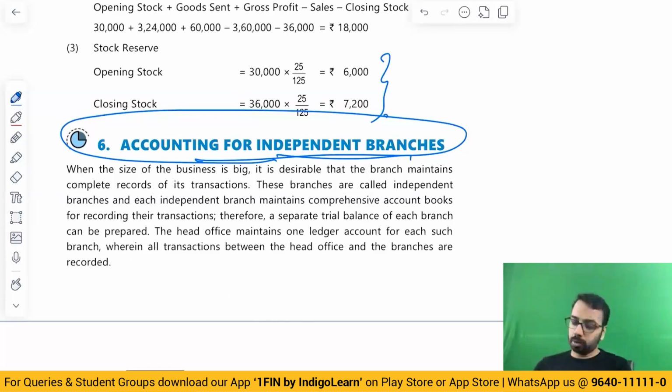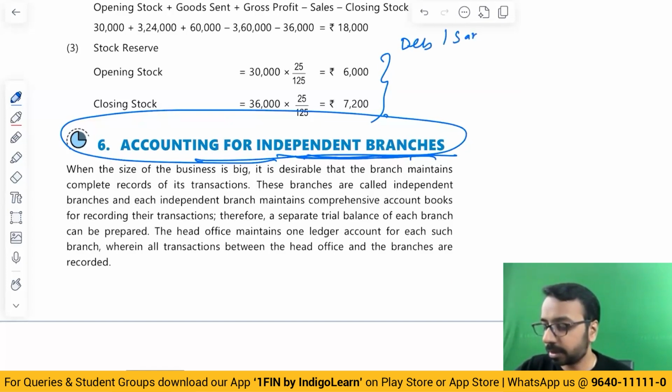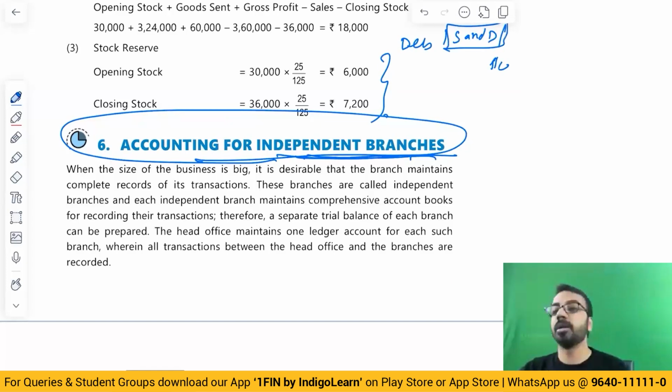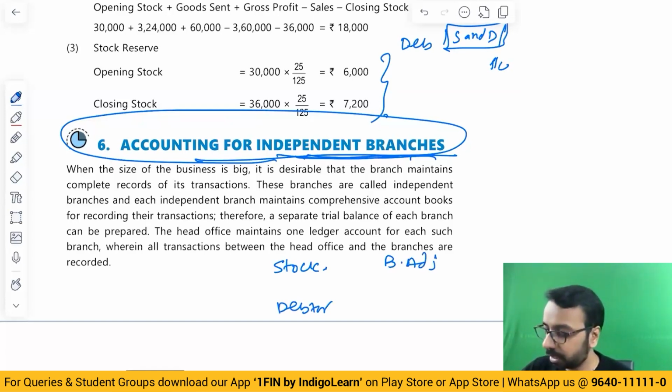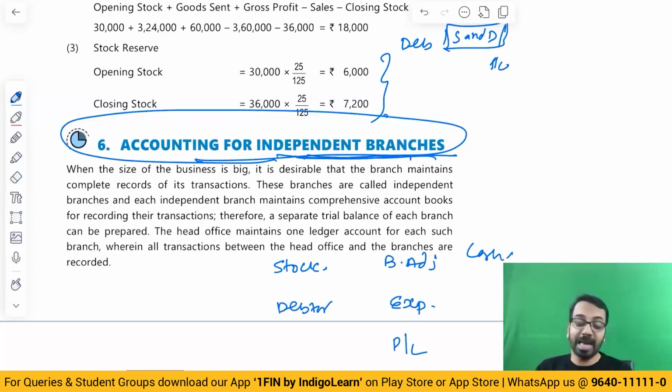All right. So now we'll move to the independent branches. Before that, a quick recap. We did debtors method, stock and debtors method, and P&L method. Most likely you'll get stock and debtors method in the exam. And for stock and debtors method, you'll prepare the stock account, debtors account, branch adjustment account, branch expenses account, P&L account, cash account if required. So many accounts to prepare. And if you get a 10-mark question, you may consider time factor before answering.